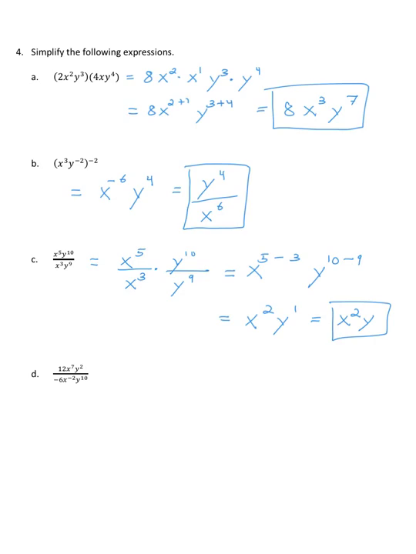For the last part, let's see what we have here. I'm going to break this up again, this time into 3 fractions. So it's 12 over -6. Then we get x to the 7th over x to the -2. And then y squared over y to the 10th. When I'm comparing the numbers, 12 over -6, that's just -2.